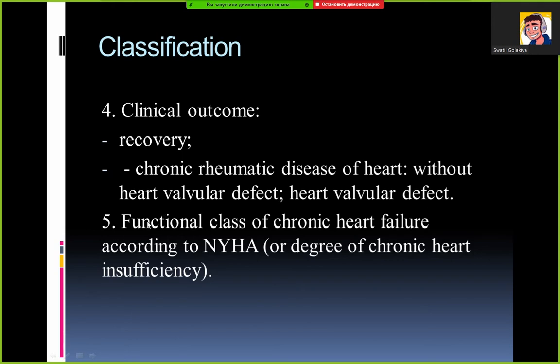And according to the presence of chronic heart failure, acute rheumatic fever is classified into functional classes according to the New York Heart Association, or degree of chronic heart insufficiency, and according to the stages of chronic heart failure.